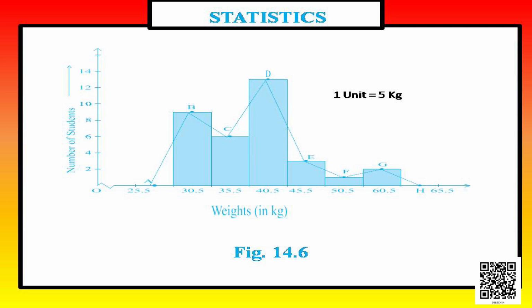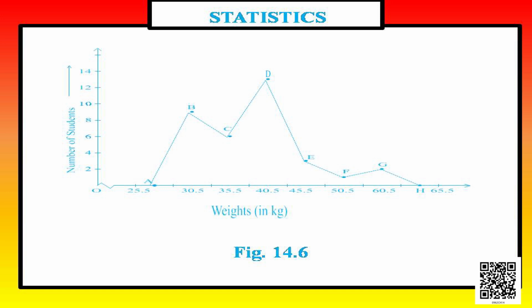And now we join all these points, that is A, B, C, D, E, F, G and H. After joining these points, we rub the part which is drawn as a histogram. We are left with the straight lines joining the middle parts of all the bars. This one is called your frequency polygon. I hope it is clear to you all.